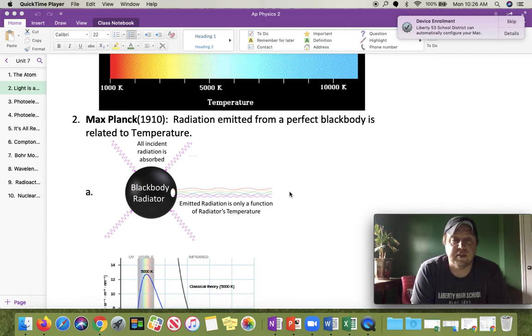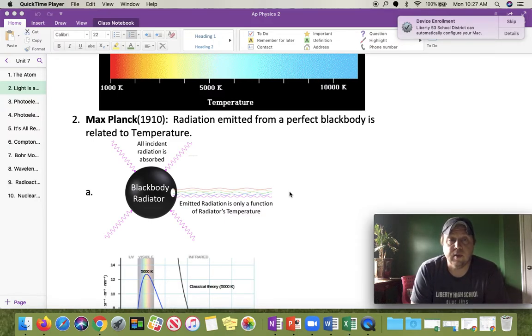So basically, it was a sphere with a very, very small hole that was placed into it. It was hollowed out, but it was perfectly painted black. So what they did is then they had radiation that was absorbed by the black body. So when we have a perfect black body, basically it reflects nothing and absorbs everything. Okay, but they can measure through the opening the radiation that is emitted based off of the temperature of the black body.